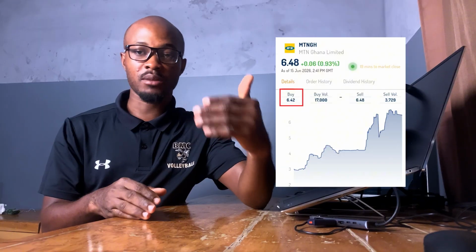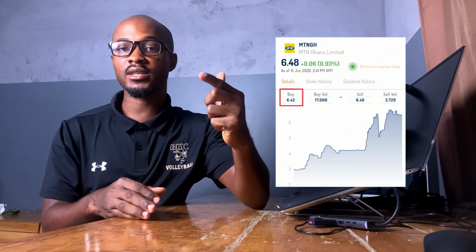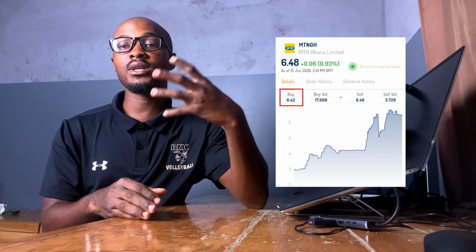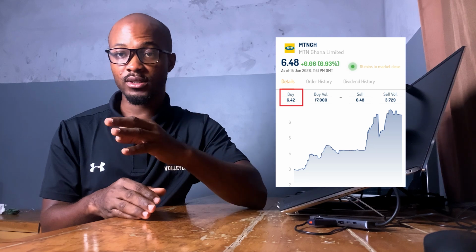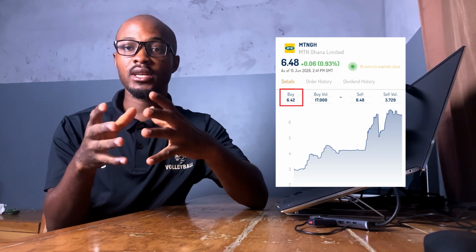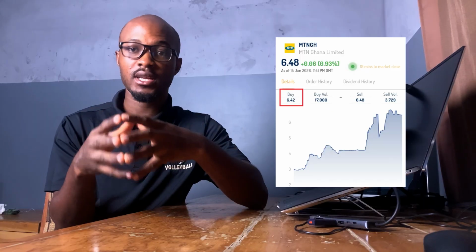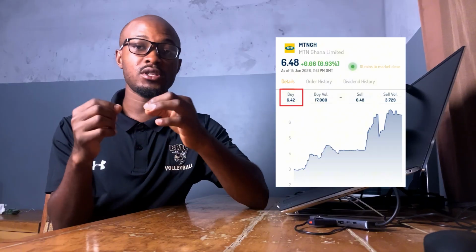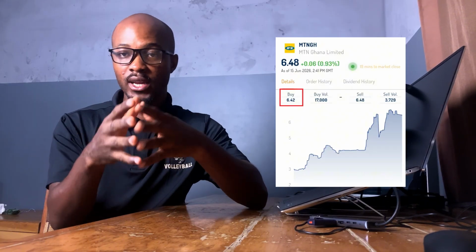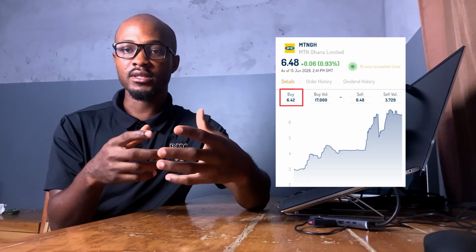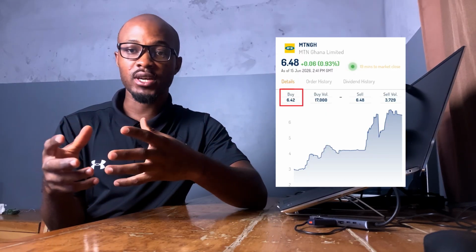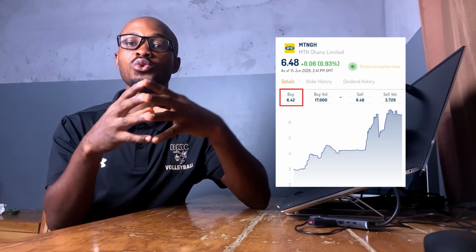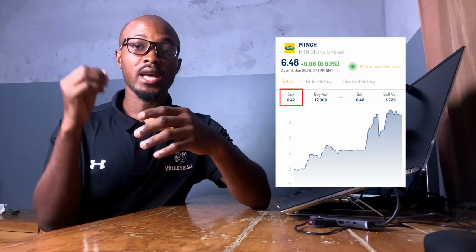In our MTN example, you can see the current share price is 6 cedis 48 pesos, but the buy price is showing 6 cedis 42 pesos. So even though the stock is trading at 6 cedis 48 pesos, the highest anyone is actually willing to pay right now is 6 cedis 42 pesos. Here's why that is. At any given moment, different buyers have different prices they are comfortable paying for the same stock. The platform doesn't show you all of them, it just shows you the highest one.